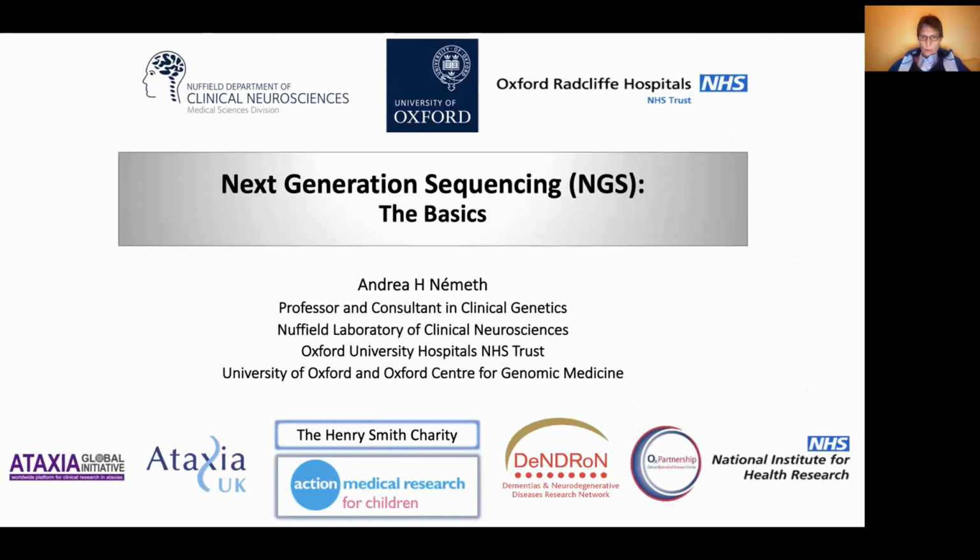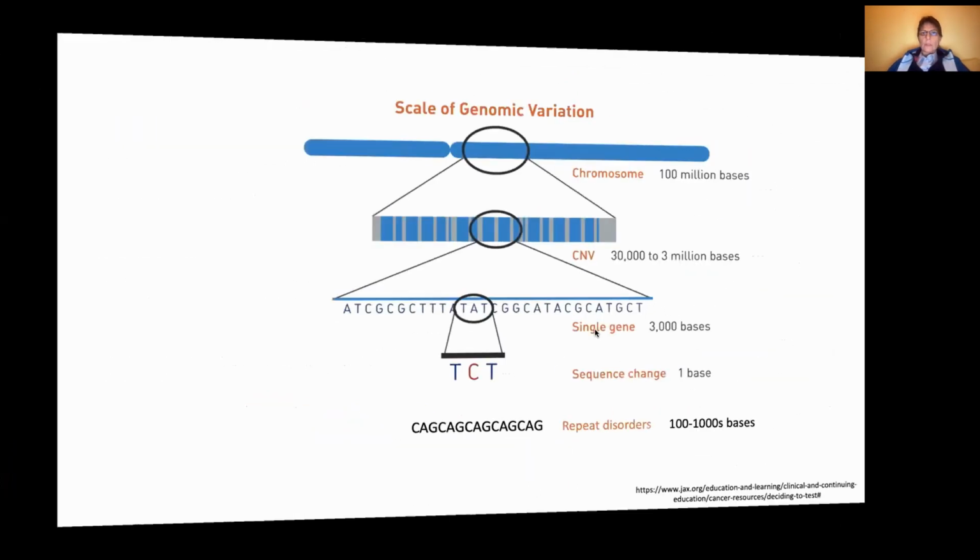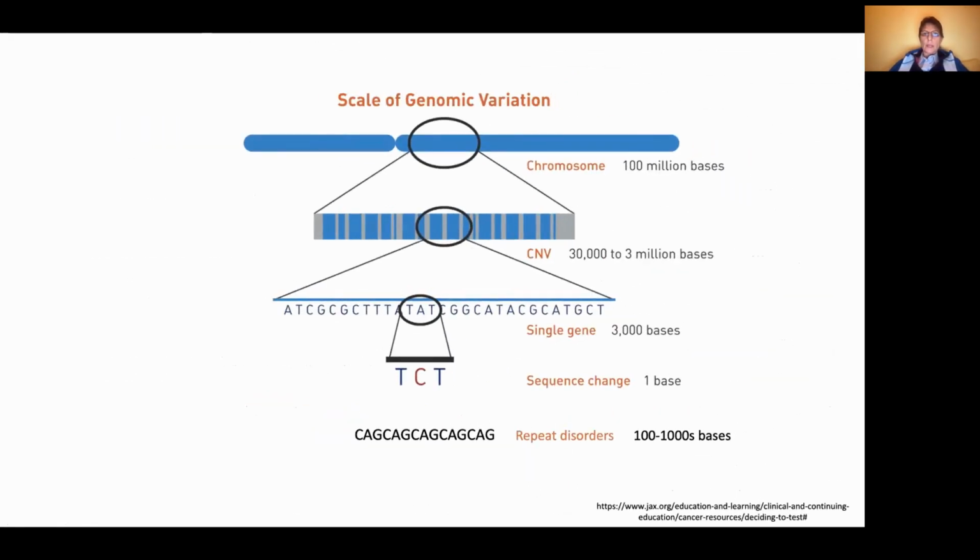Sorry, I'm just trying to change my slide. There we are. Okay. So the most important thing to start with understanding about next generation sequencing is the scale of genomic variation. And you will be familiar with chromosomes, which are between 50 and 350 million base pairs. And you can visualize these using what is known as a karyotype.